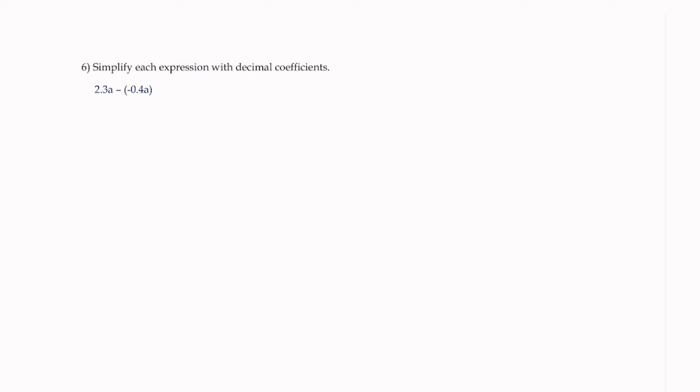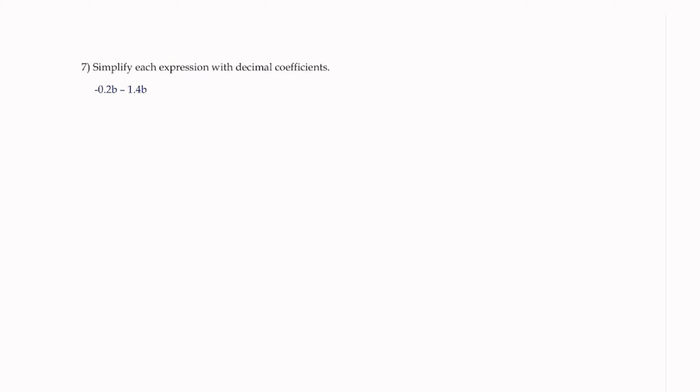The next, let's rewrite it. 2.3a minus makes it plus 0.4a. So it's like 23 plus 4, which is 27. So the decimal point comes here and it's done.